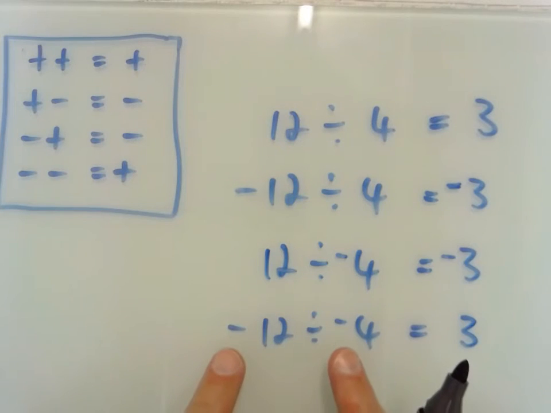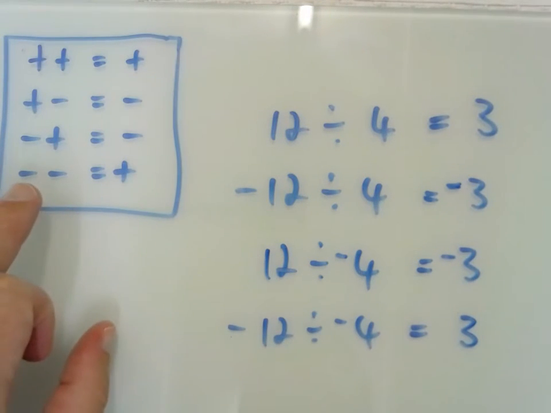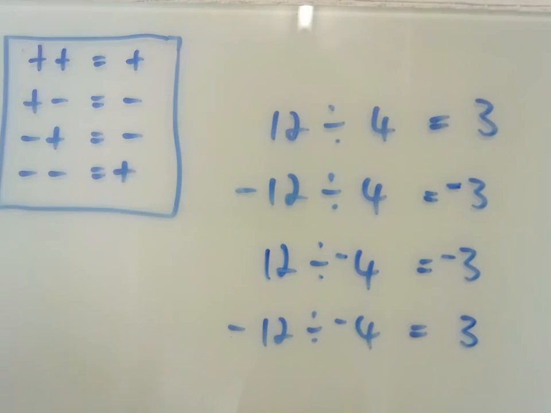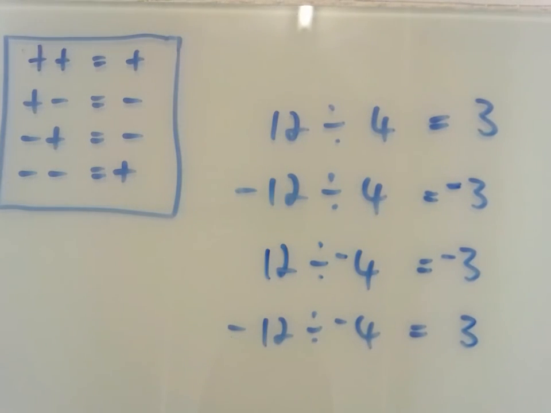Again, in multiplication and division, the 2 negatives do not need to be together. They're just in the sum. 2 negatives make a positive. So it's very much different to adding and subtracting. We don't need the negatives together for 2 negatives to make a positive. So that's multiplication and division.